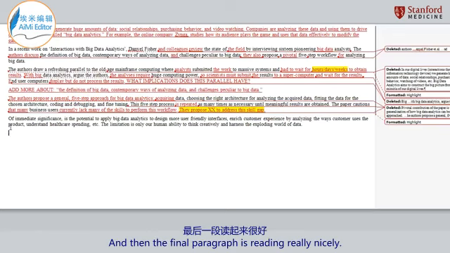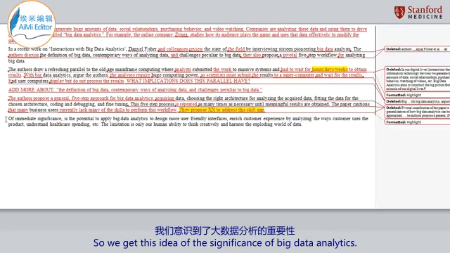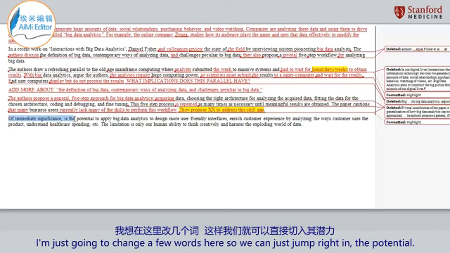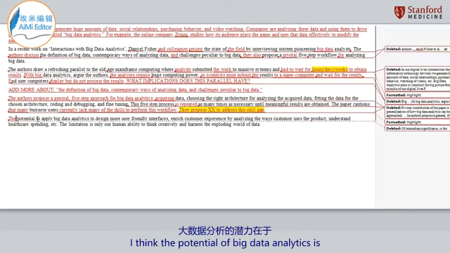And then the final paragraph is reading really nicely. I'm going to just tweak a few things here. But we get this idea of the significance of big data analytics. So again, the author returns it to the practical application. So this is really nice. I'm just going to change a few words here. So we can just jump right in the potential. I think the potential of big data analytics is sufficient here.